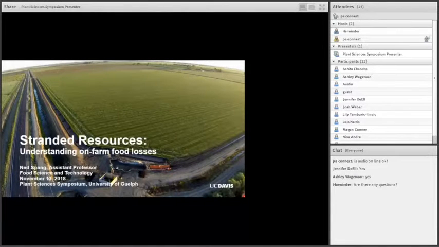One of the components of his current work at UC Davis involves estimating and valuing water and energy savings achieved by reducing food losses and waste. He's also pursuing research on community-scale energy production from food waste with a focus on decentralized anaerobic digestion systems. Today, he's here to talk about stranded resources and understanding on-farm losses. Please join me in welcoming Dr. Spang.